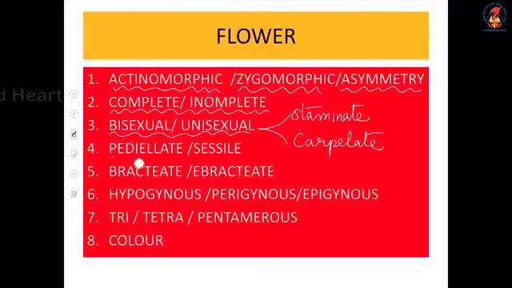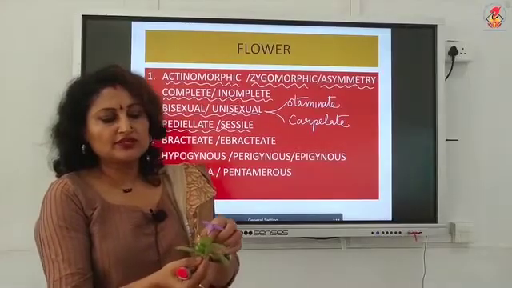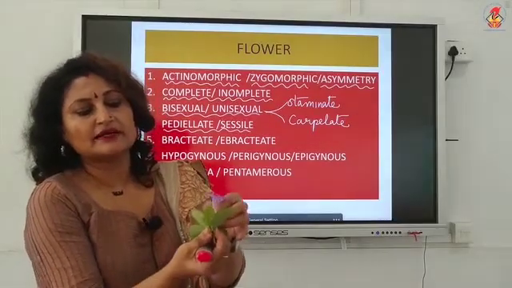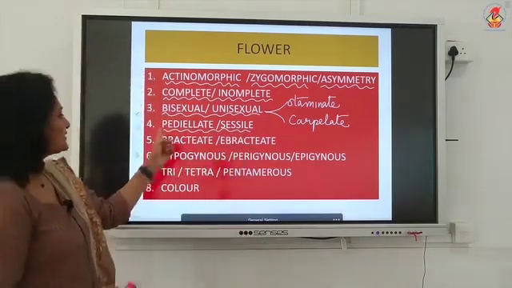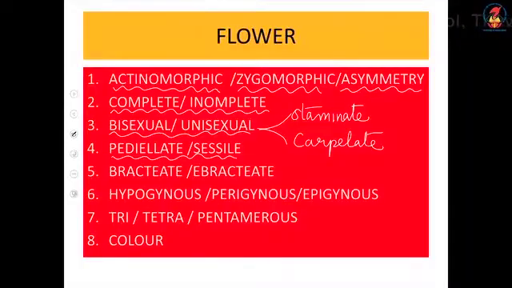Next, lead pedicellate or sessile. What is the meaning of pedicellate? The flowers which bears pedicel, see hibiscus, it bears a pedicel stalk. So, it is known as pedicellate flower, whereas petunia, it does not have a pedicel. So, it is called sessile. Clear? So, if it has a pedicel, it is called pedicellate. If it lacks a pedicel, it is called sessile flowers.